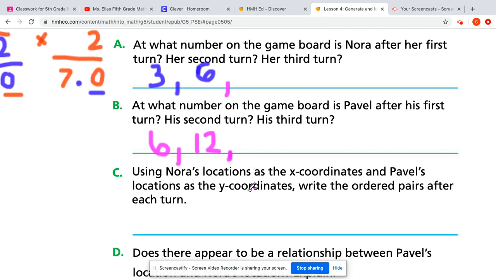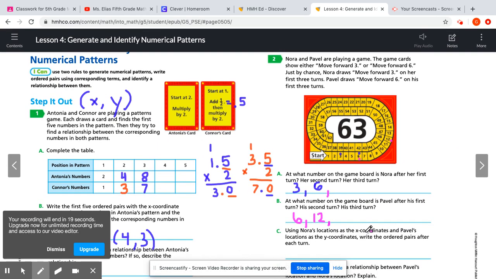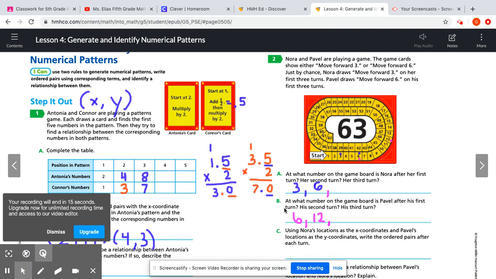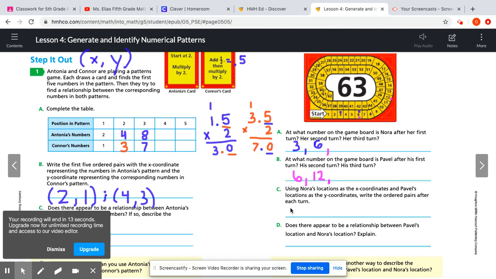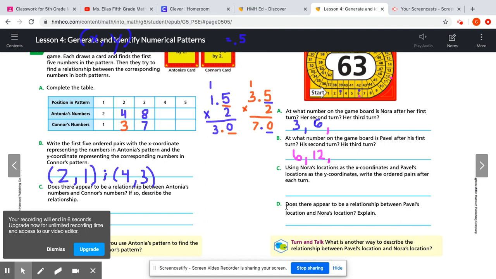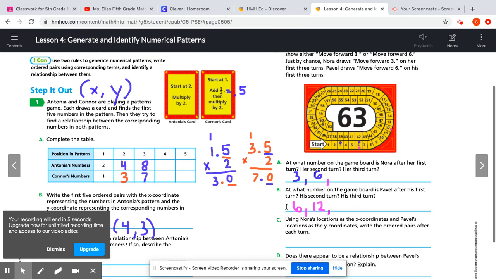Okay, and then it wants you to again use all of Nora's as the X points, use all of Pavel's as the Y points, and make ordered pairs just like I did here. And then it wants you to know what's the pattern between these. Okay, remember X, Y.